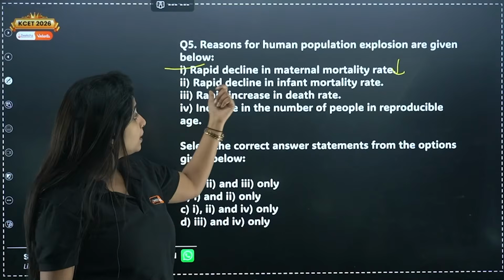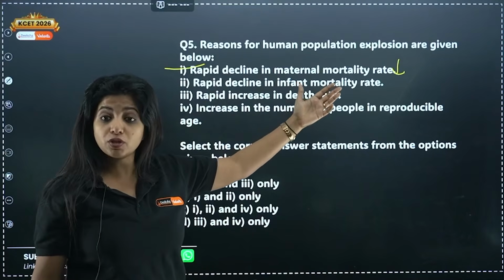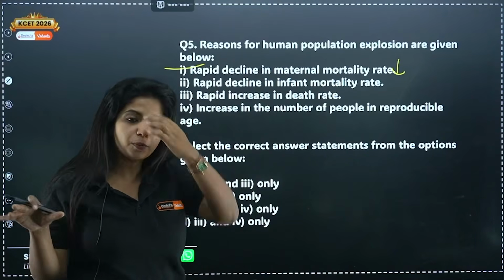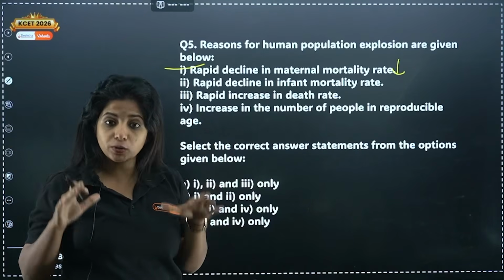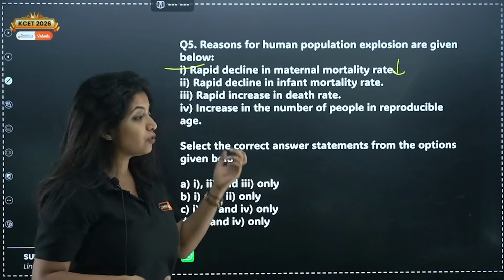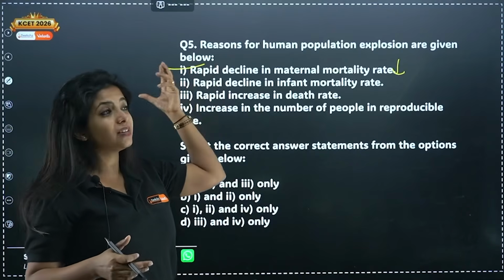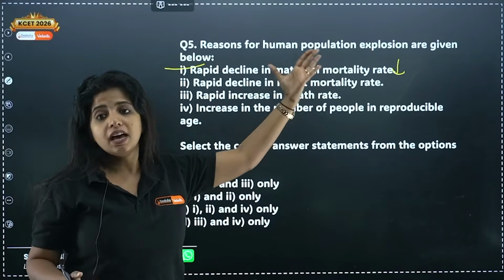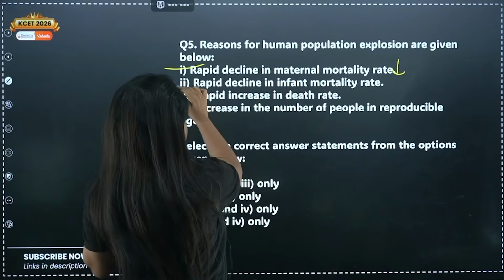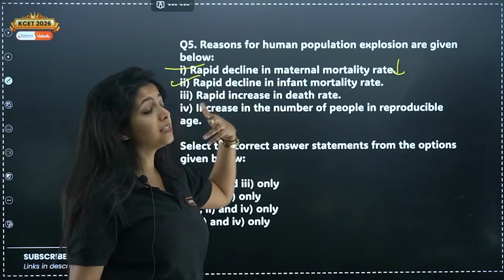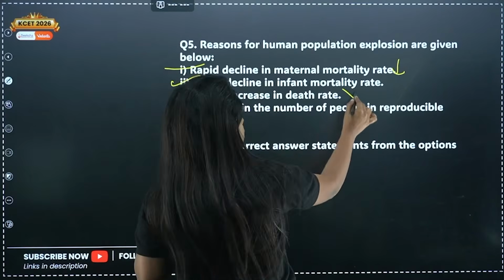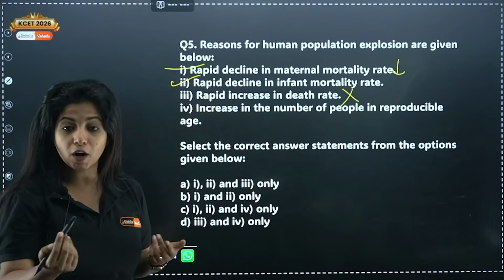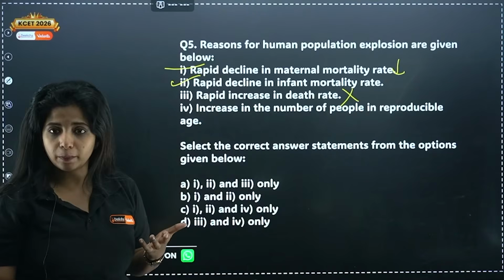Correct. Rapid decline in infant mortality rate. The babies which are being born are getting super postnatal care, which is why their mortality rate is also getting less. They are also living. So that is why there is a rapid decline in this particular death rate, which is why the population is increasing. Yes, this is also correct. Now, rapid increase in death rate. If someone is dying more, do you think population is going to increase? Wrong. So rapid increase is a wrong reason. It cannot be leading to increase in the population size.